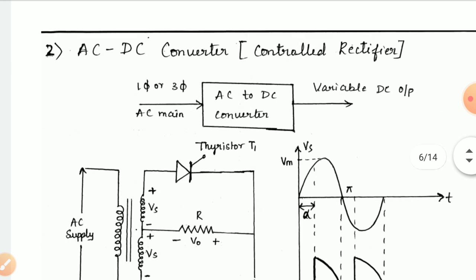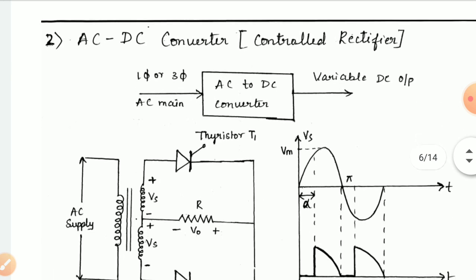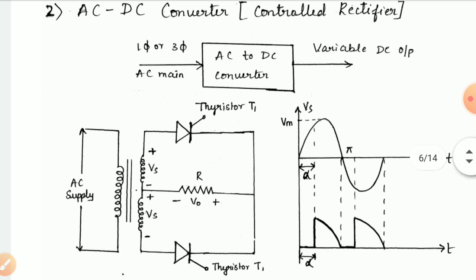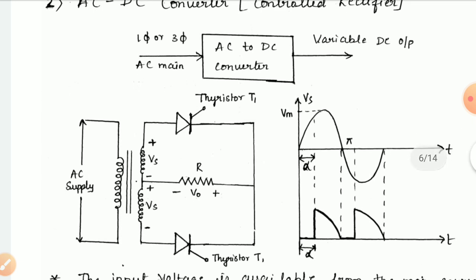Next is the AC to DC converter, or controlled rectifier. Here also the input is single phase or three phase AC, and the output is a variable DC output voltage. Here also the supply voltage is given through a center tapped transformer. Instead of diodes, we are using thyristors here.